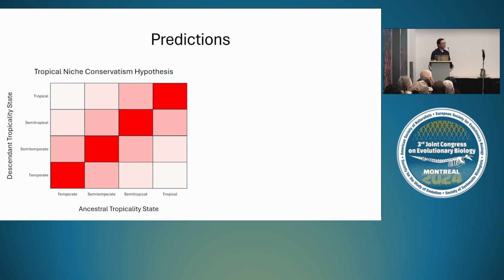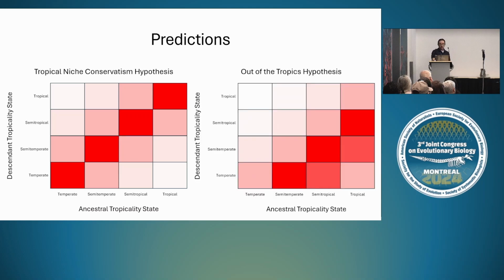A strong diagonal, such as this, showing that taxa tend to remain in their ancestral state, would be evidence for tropical niche conservatism. On the other hand, if we see the bulk of transitions shifted to the right on the matrix, it would suggest that taxa are transitioning away from the tropics, supporting the out of the tropics model. Okay, so now that we have some predictions, let's look at the data.